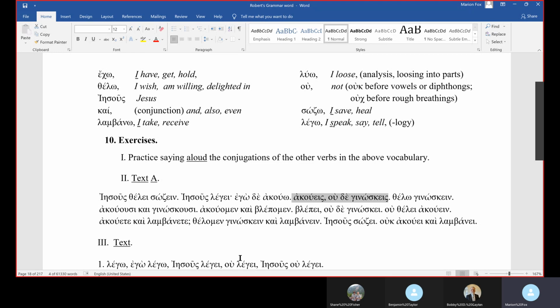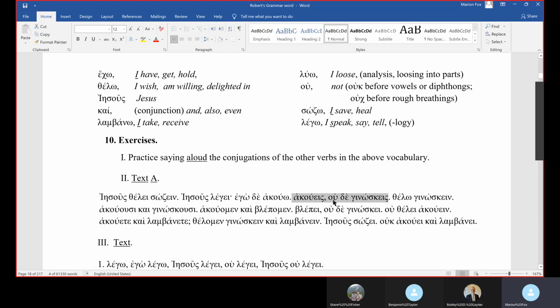Akoueis, you hear, but we got ou after. What does ou do? Look up above on your screen. Not. Okay. You do not hear. But no, the ou always goes before what it negates. It doesn't go after it. So we don't say you hear not, and then the de is postpositive and goes before the ou.